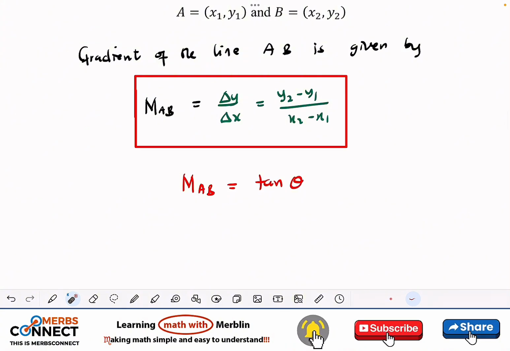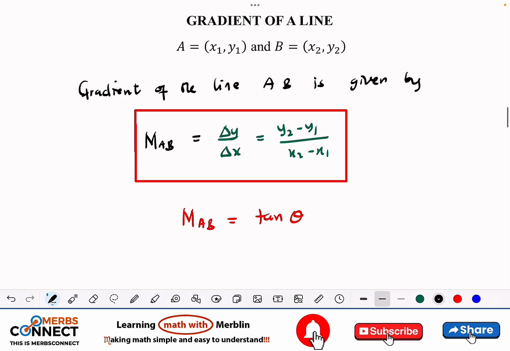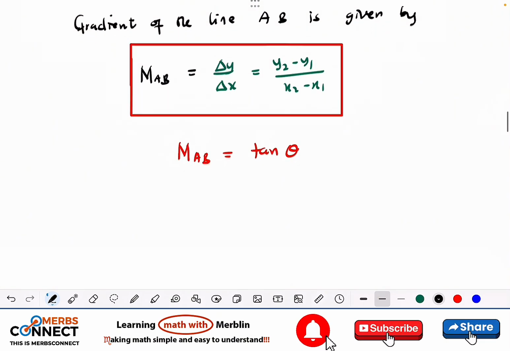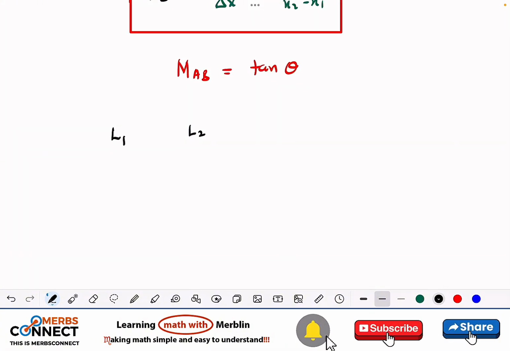Now let's note something that is also useful under slope. When you are talking about slope, we can talk about two lines. We can talk about L1 being a line and L2 also being a line. Now if L1 is perpendicular to L2, then what happens? Let me assume that L1 has a slope of M1 and L2 has a slope of M2.